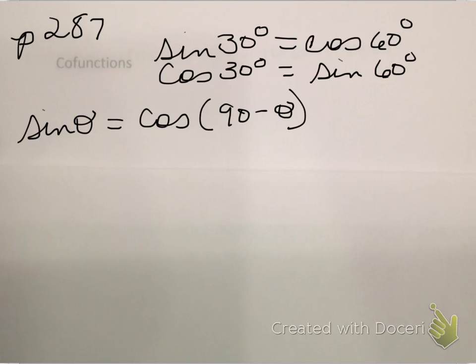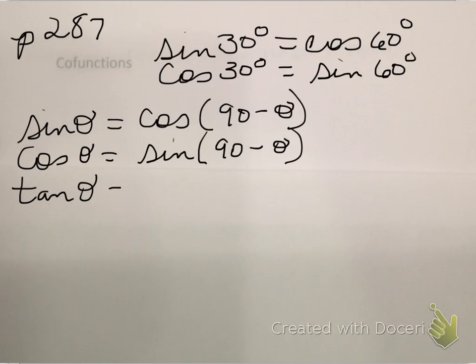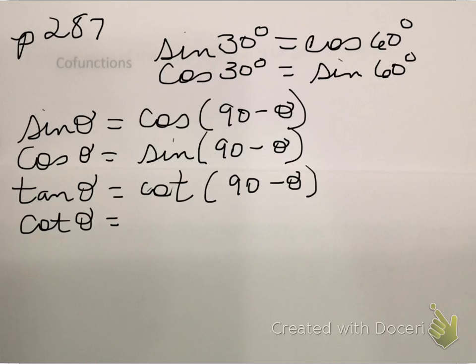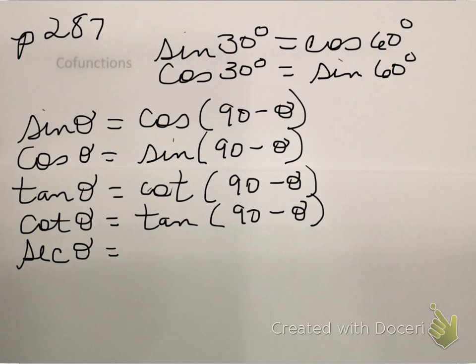And there are several of these cofunctions. Let's do the next one. Cosine of theta is equal to sine of 90 minus theta. Okay. Then we have tangent is equal to cotangent 90 minus theta. Cotangent is equal to tangent 90 minus theta. And then secant of theta is equal to cosecant 90 minus theta.